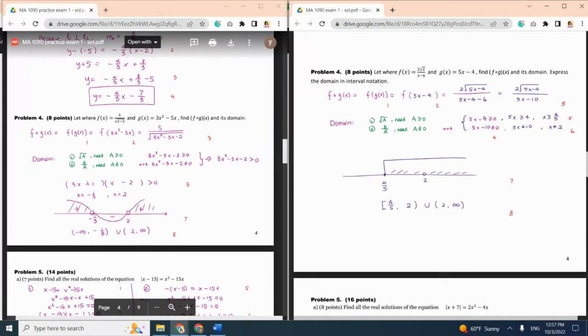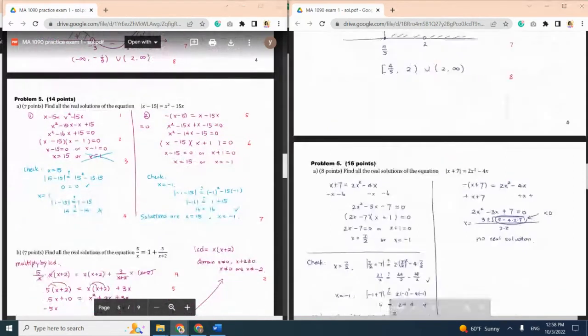And remember for domain, you check two things. The first one, do you see a square root? If yes, then we need the things inside the square root to be greater than or equal to 0. Do you see a fraction? If yes, then we need the denominator to be not 0. Right, everybody? Do you see the steps are quite similar? Yes.